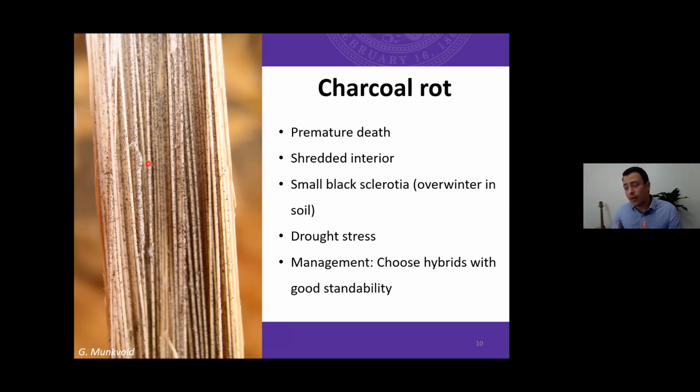So what are the favorable conditions when we're thinking about charcoal rot? Charcoal rot is favored by high temperatures and low moisture conditions, which relate to dry stress. So if you have dry stress and high temperatures, that's the perfect storm for charcoal rot. Our management recommendation right now is choosing hybrids with good standability. Charcoal rot is very hard to manage because it can infect several different hosts, including weeds and row crops. So if we rotate with soybean, and you know that you have a problem with charcoal rot, that will not help, because charcoal rot can infect both corn and soybean.